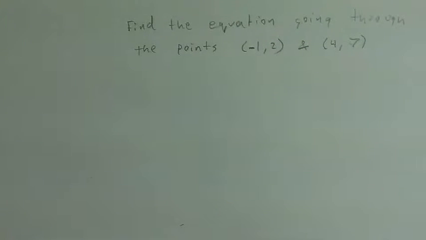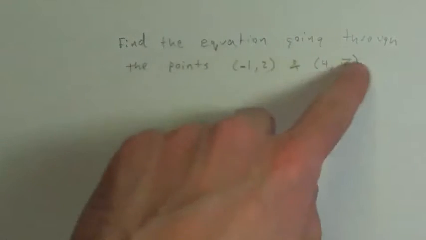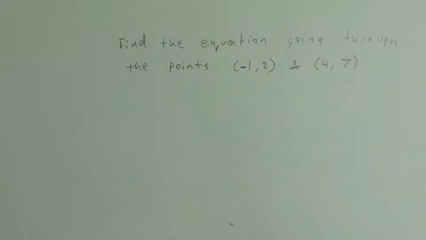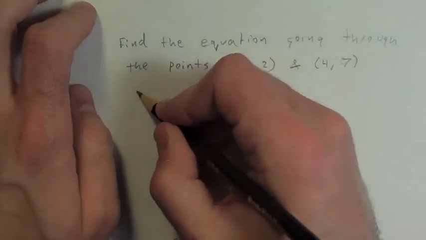All right, for this next example, it's a little different because before we were given the slope, now we're just told that this line goes through the points -1, 2, and 4, 7. So for this one, we're actually going to have to find the slope. So there's two things needed to find the equation of a line. For a line, you need the slope, and you need a point, whether that's the y-intercept or not. So let's start with the slope.